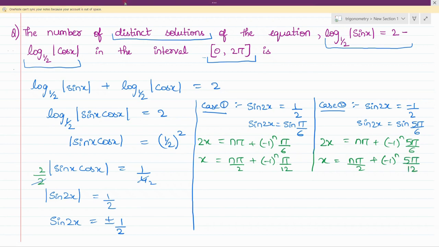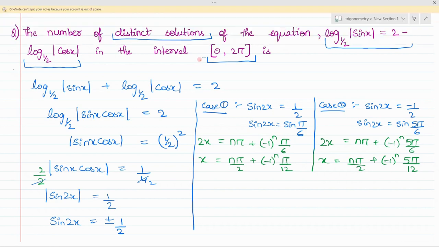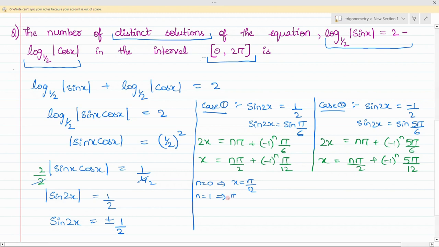Now we need to find the values of x such that it lies in the 0 to 2 pi range. So keep n equal to 0 over here. It becomes x equal to pi by 12. If n is 1, it becomes pi by 2 minus pi by 12.